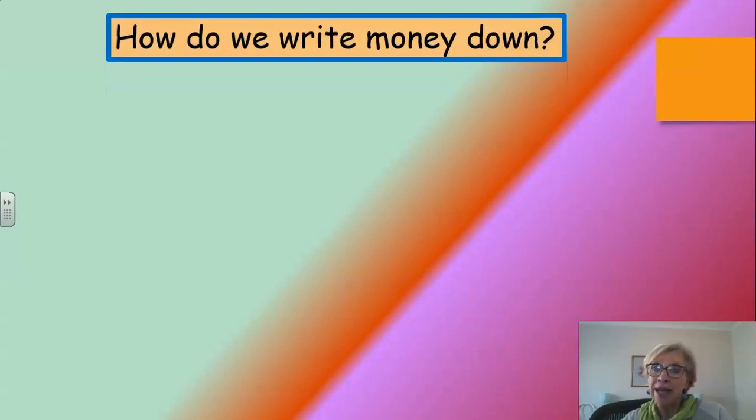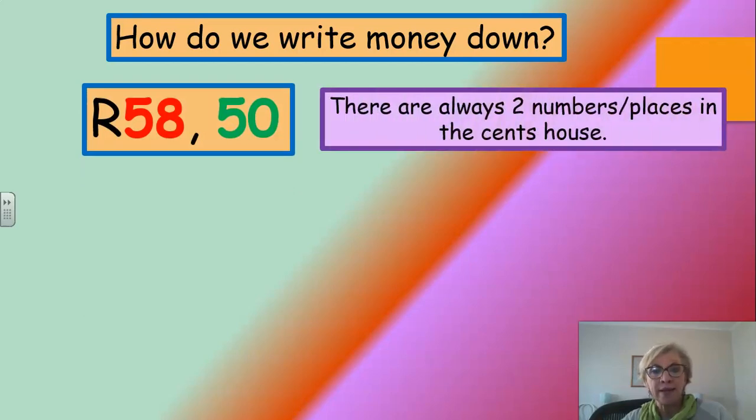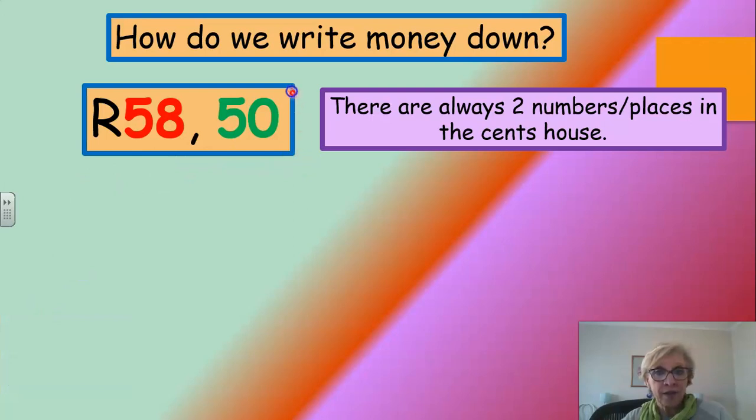How do we write our money down correctly? Well, let's have another look at 58 rand 50. There are always, grade 3s, when we write money and we've got to write rands and cents together, there are always two numbers or two places in the cents house. And the cents house is this area here, which is just after the comma.